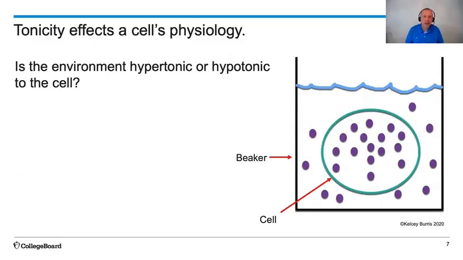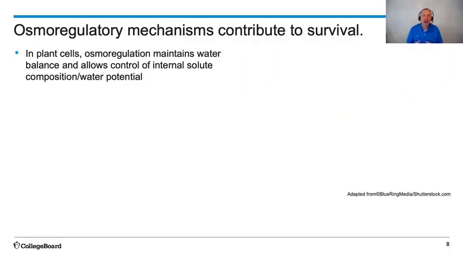So in the picture, is the environment hypertonic or hypotonic to the cell? Well, the answer is hypotonic, due to the fact that outside the cell, there is more water and less solute. In plant cells, osmoregulation maintains water balance and allows control of internal solute composition.